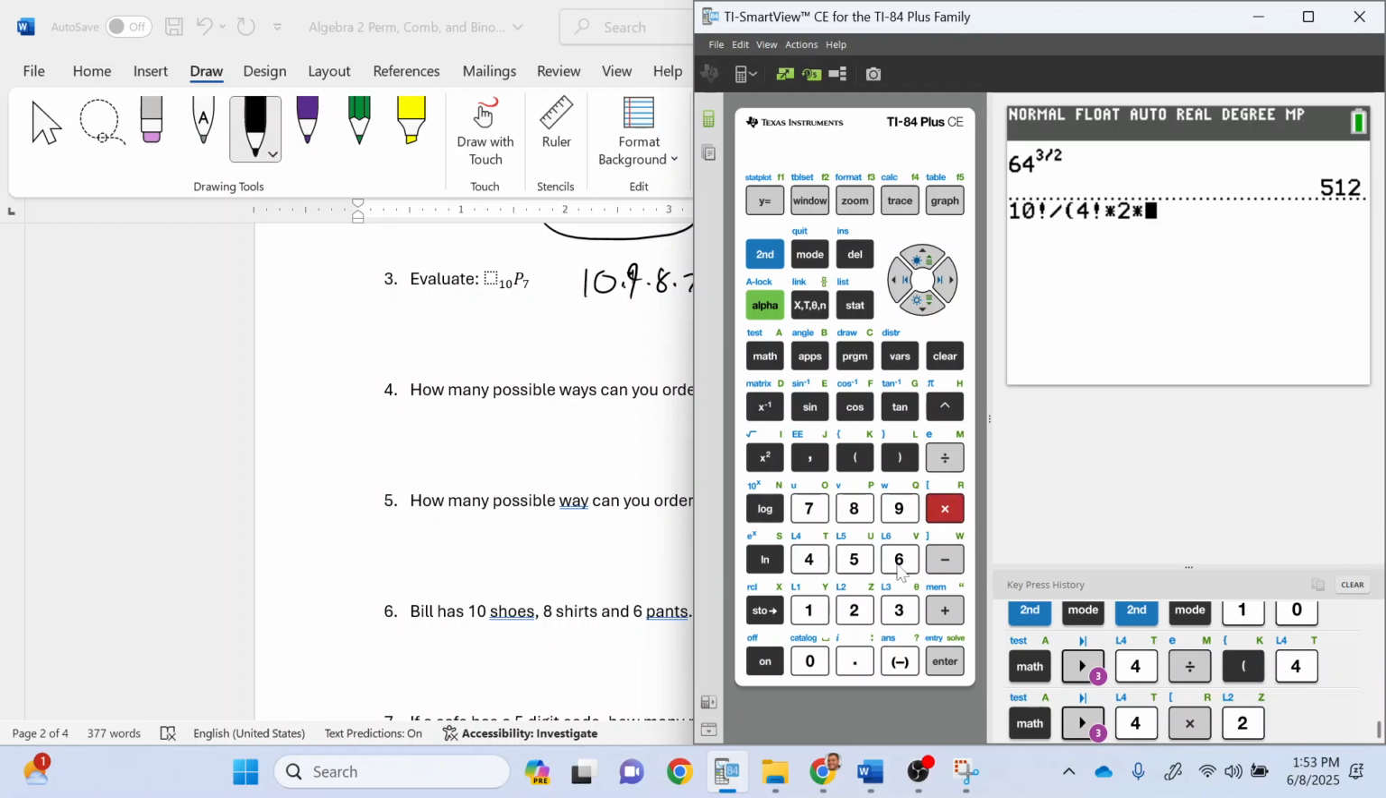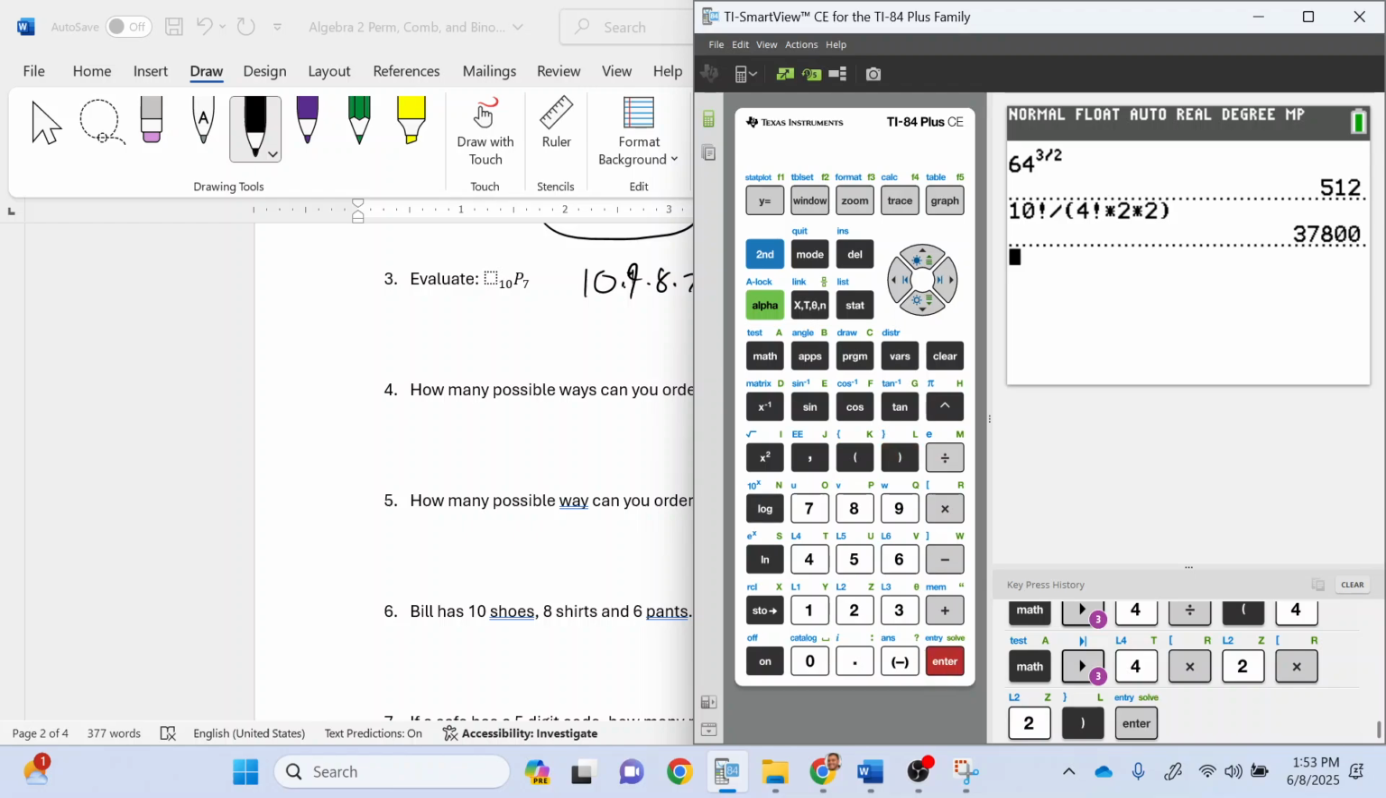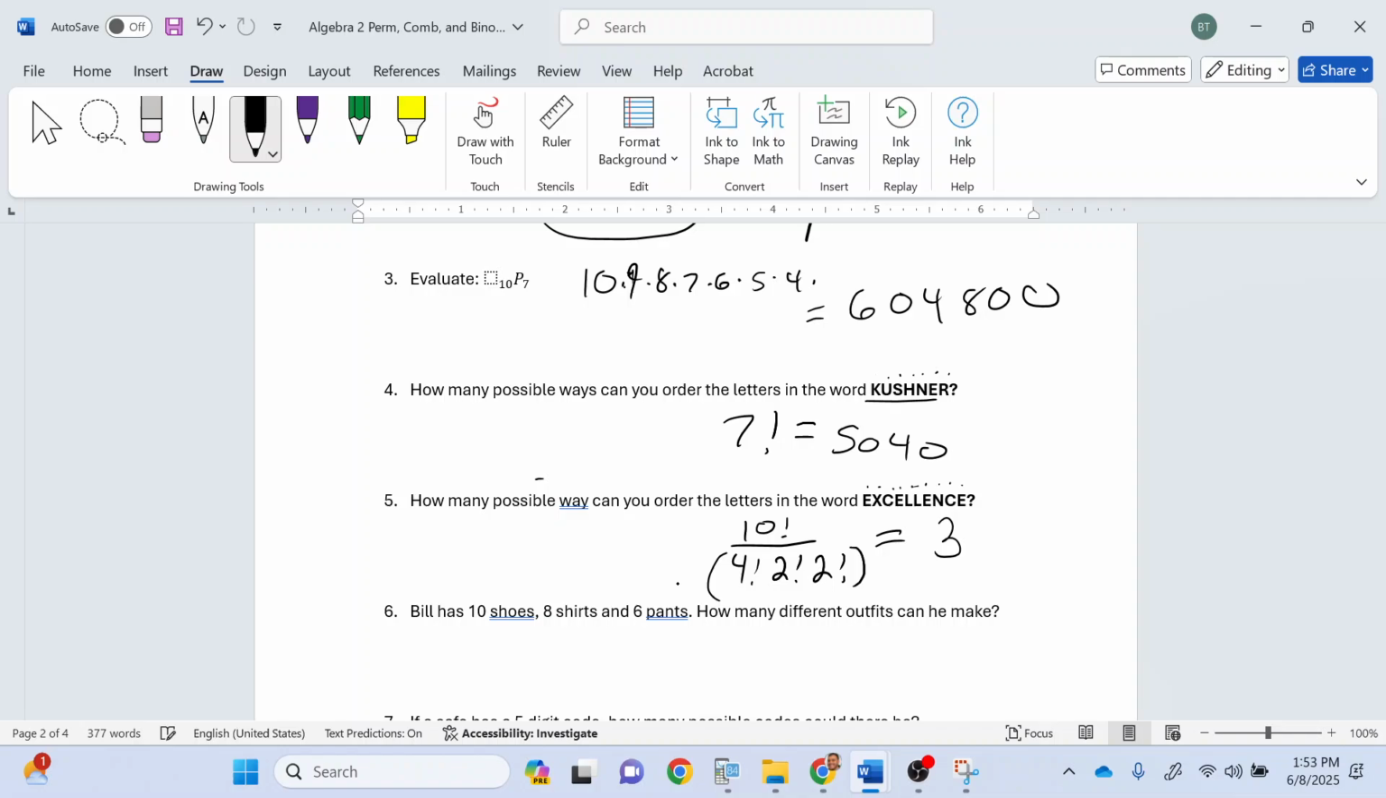times 2 factorial times 2 factorial. But hopefully your brains can understand 2 factorial is 2 times 1, which is just 2. So don't waste your time putting 2 factorial. So 37800. How easy is that?